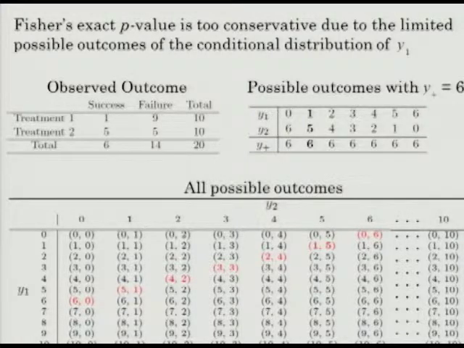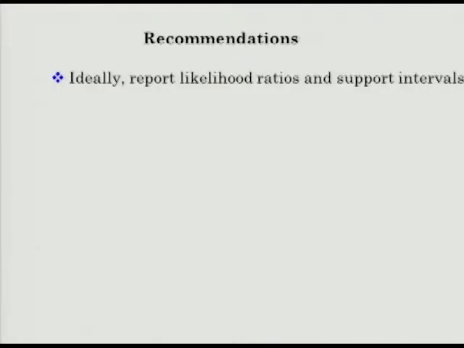However, that being said, Fisher's exact test is still too conservative due to the limited possible outcomes of the conditional distribution of y. For instance, in this example there are only 7 such values. This leads to large probability masses for many of these values, which in turn leads to the Fisher's exact p-value being too large. As opposed to if you look at all the outcomes, there are a whole lot more of them, much closer to a continuous distribution.